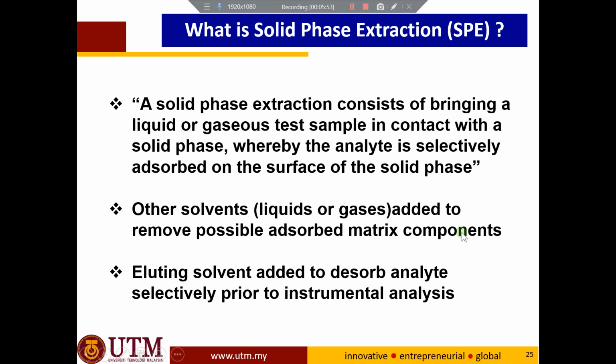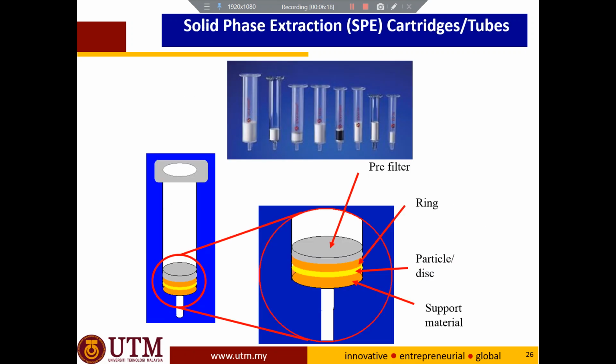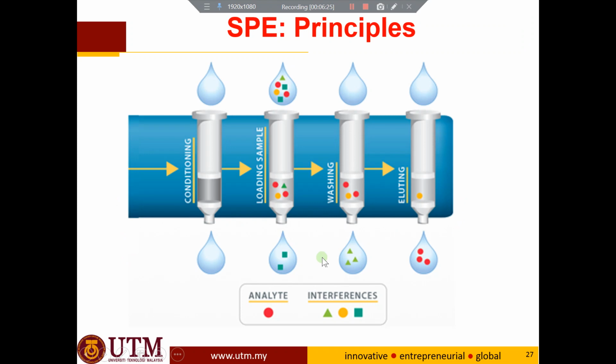So after we put the sample, our analyte of interest is already adsorbed on this phase, and we put the solvent for washing purposes to remove other possible adsorbed matrix components except our analyte of interest. Then lastly, we put the eluting solvent to dissolve the analyte selectively prior to instrumental analysis. Okay, we already discussed the figure over here, so we just proceed with the next part.